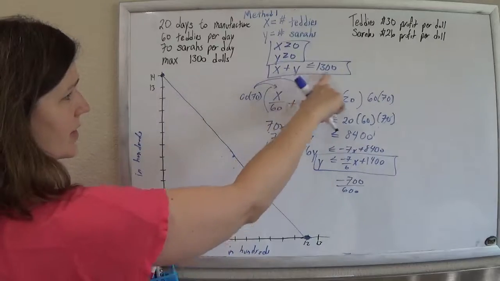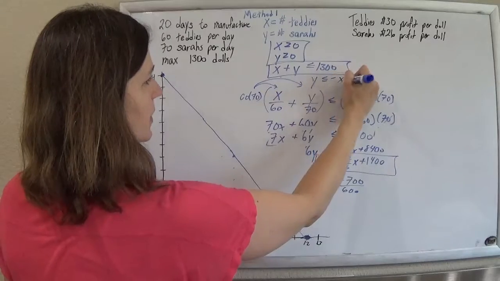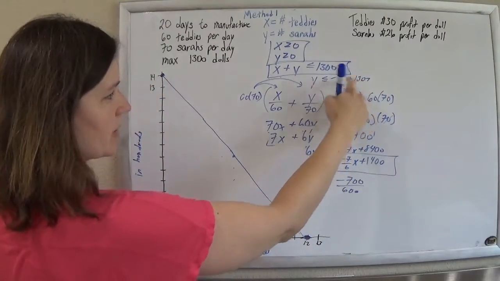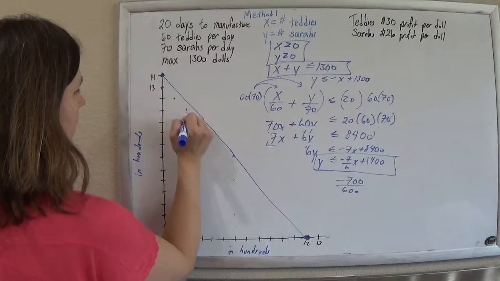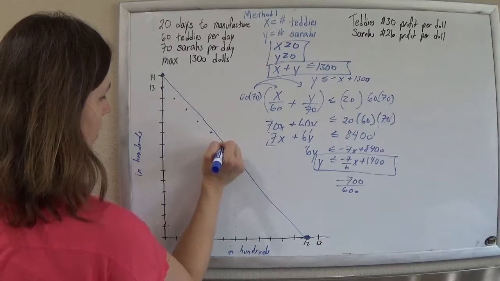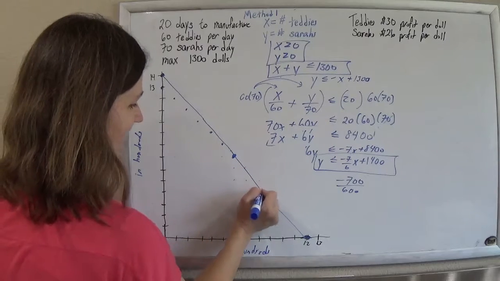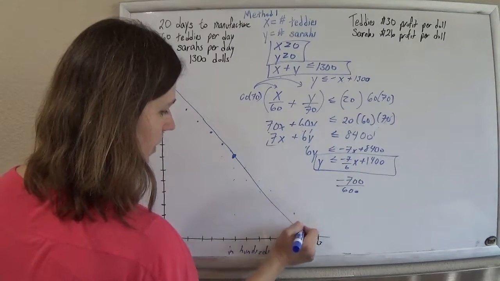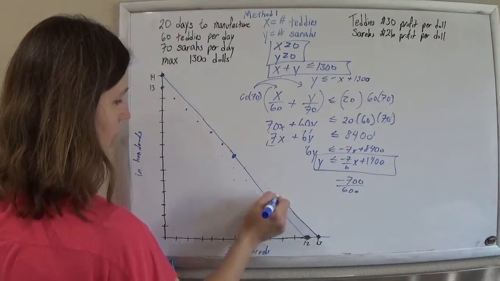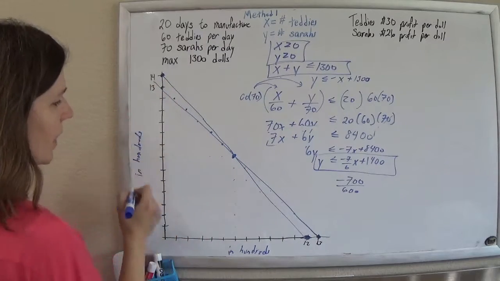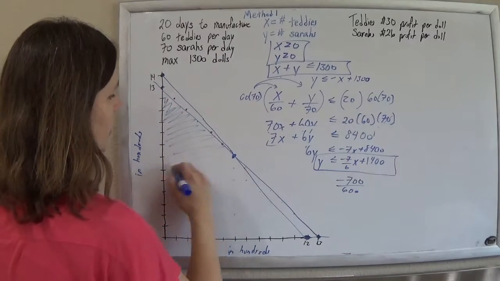Excellent. This guy here, I could do y is less than or equal to negative x plus 1300: y-intercept of 1300, slope of negative 1. It looks like it meets there, I'll check it later, and it comes down here and has that x-intercept of 13, like we thought. Excellent. And I wanted to be less than both of those lines, so this is my feasible region here.